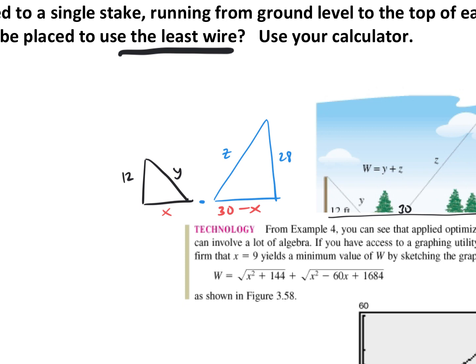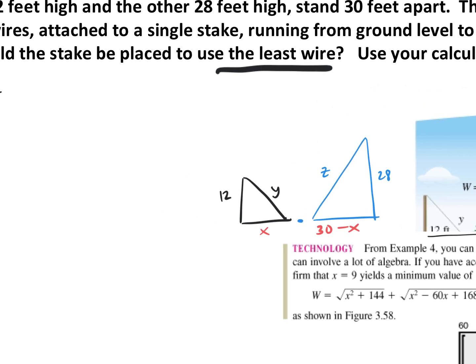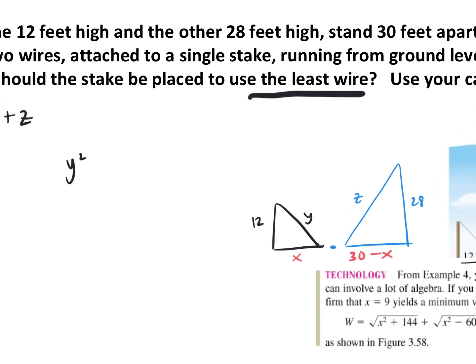Pythagorean theorem, yeah? I could write a formula for y in terms of 12 squared and x squared, right? Same thing for z. I could write a formula for 30 minus x and 28 in terms of z. So let's go ahead and do that. I've got y squared is equal to 12 squared plus x squared. But I want to solve for y, so I'm just going to take the square root. So square root of 144 plus x squared.